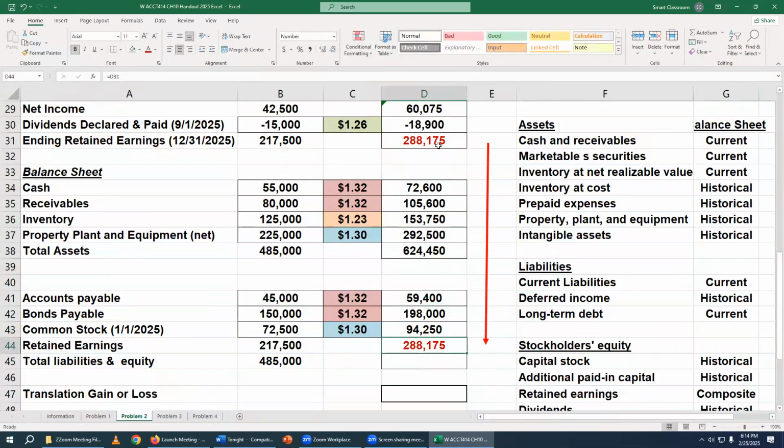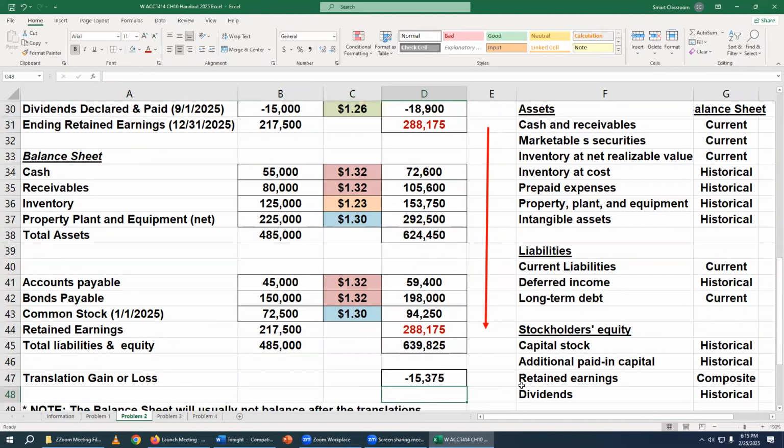Okay, so that's the 28175. So we add them all up, and we are going to get a difference of 15,375. So there's going to be a loss.